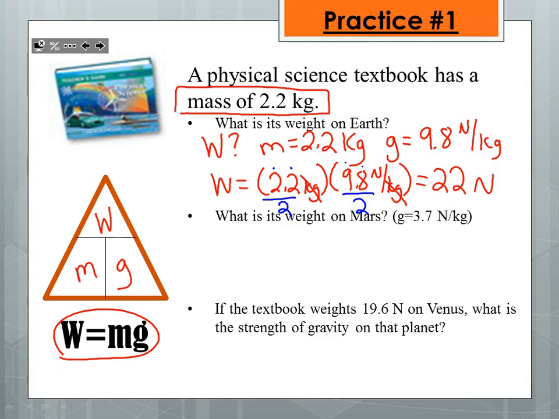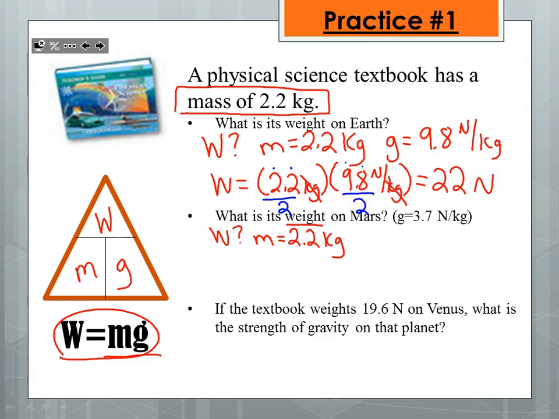All right, second question. It says, what is its weight on Mars? We're talking about physical science. So the first thing we think is, what are we looking for? Well, we still want to know the weight. If I'm looking for weight, I need to know the mass. And my mass never changes. Because it never changes from Earth to Mars, my mass is still 2.2 kilograms.